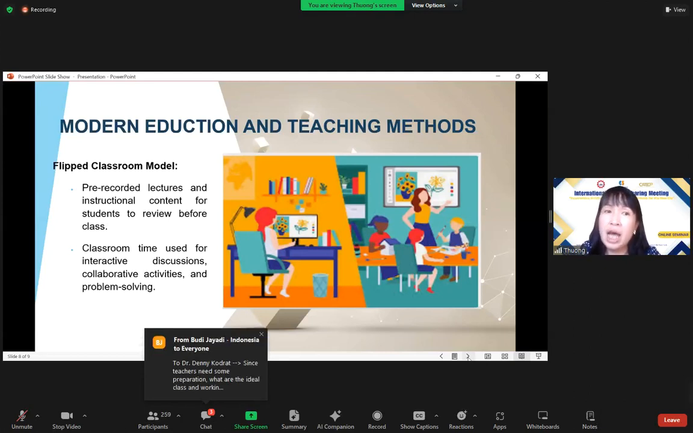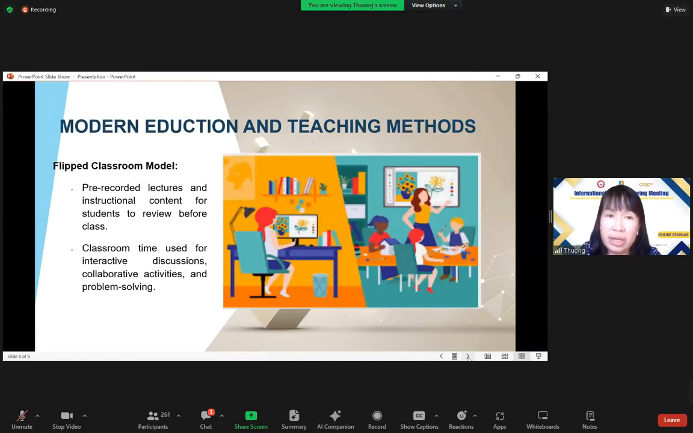From that, the lecturer or teacher will manage and guide the students to do interactive discussion, collaborative activities, and problem solving. So this is the active way to encourage students to learn new knowledge.